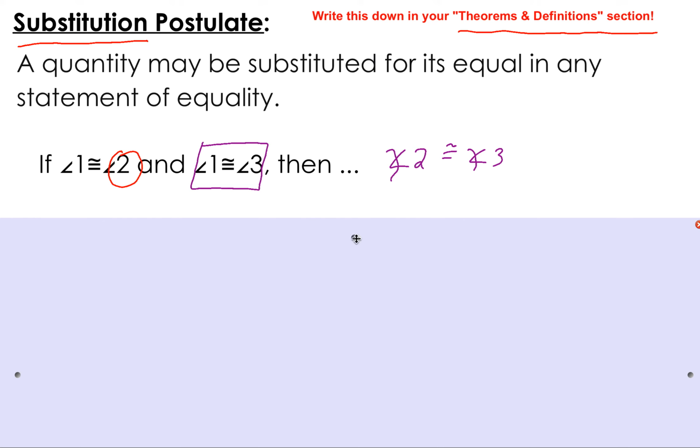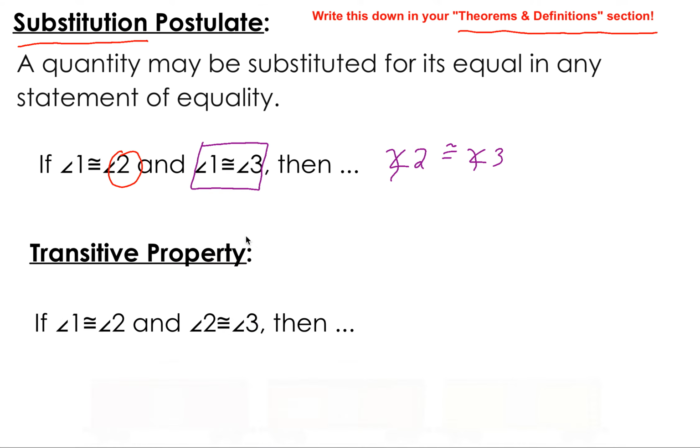Okay, the next postulate you need to know is very similar to the substitution postulate, and it is called the transitive property. Now, you'll notice that I'm using the same angles, 1, 2, and 3, but the order in which I'm using it is slightly different. So for example, here in the second case, what I'm saying is angle 1 is congruent to angle 2, and angle 2 is congruent to angle 3. Well, what does that mean? That means that angle 1 is congruent to angle 3. It's very similar to substitution, but what we're saying is 1 is equal to 2 and 2 is equal to 3. Therefore 1 and 3 must be congruent to each other.